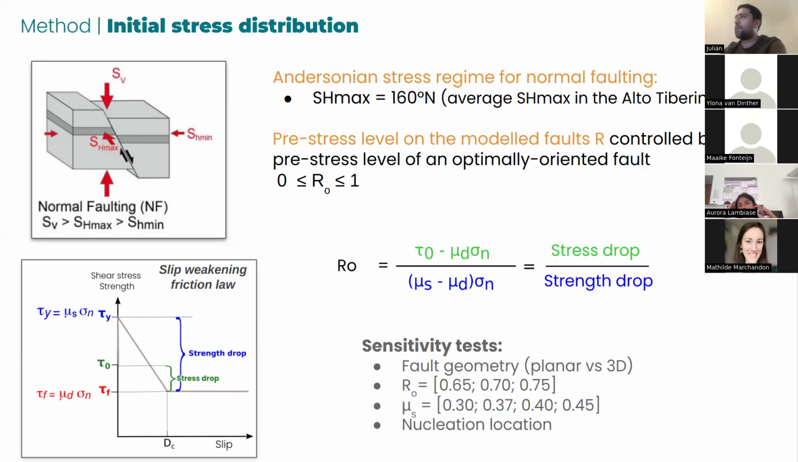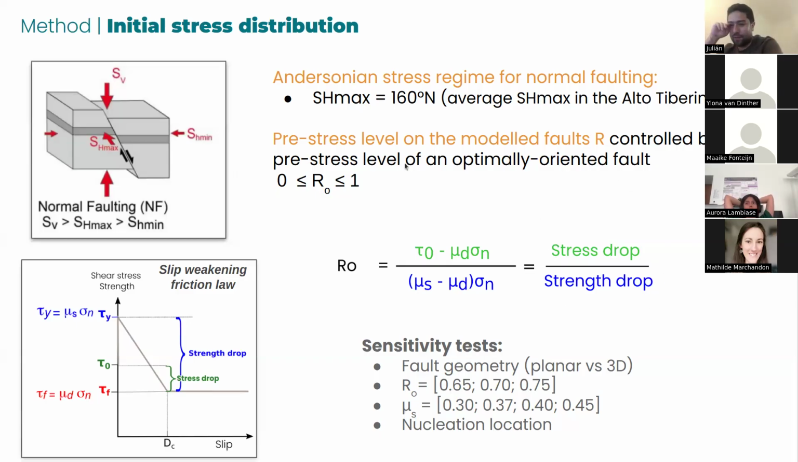The pre-stress level on the model faults is controlled by the pre-stress level R0, which is the pre-stress level on an optimally oriented fault. An optimally oriented fault in the regime that we consider is a 60-degree normal fault. So the pre-stress level tells you how close to rupture you are. If R equals 1, it means that you are critically stressed. And on the contrary, if R is close to 0, it means that you are very far from rupture.